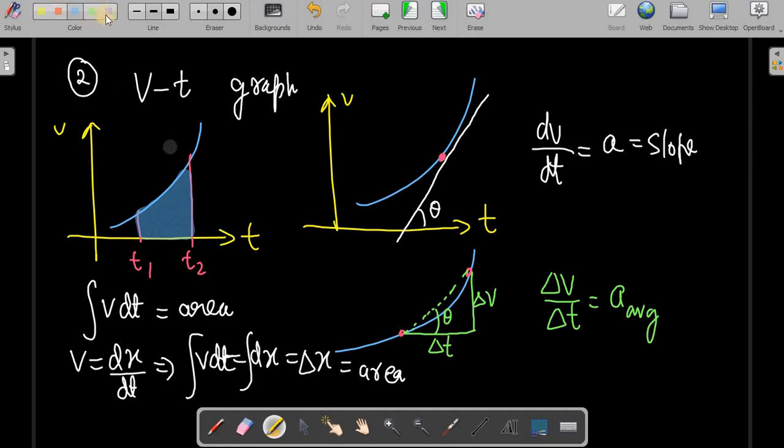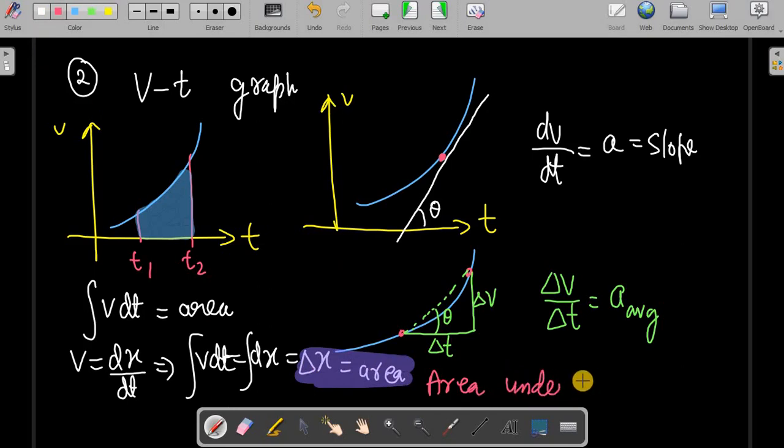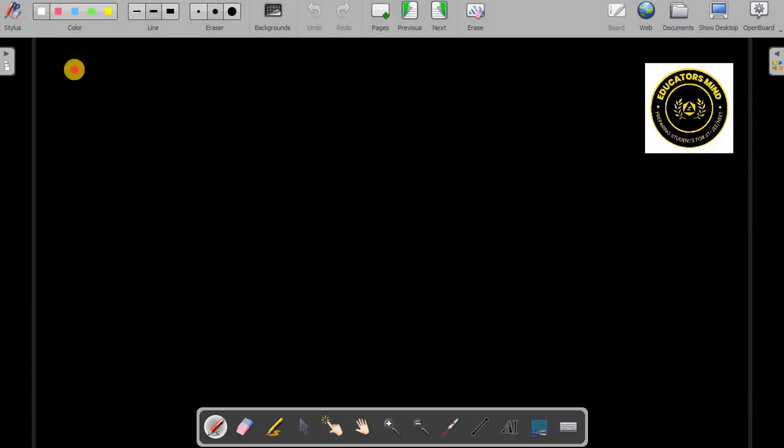So we can understand that delta x is displacement. So the area under this graph will give displacement. Okay, this we can note: the area under the vt graph will give delta x, displacement. Okay. Then let's go next.